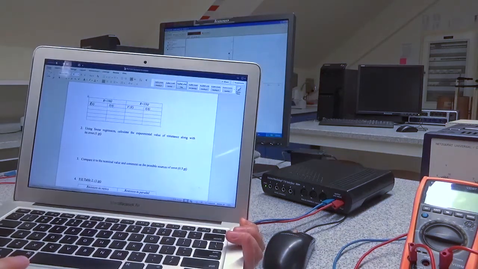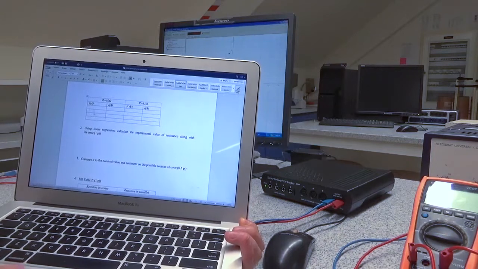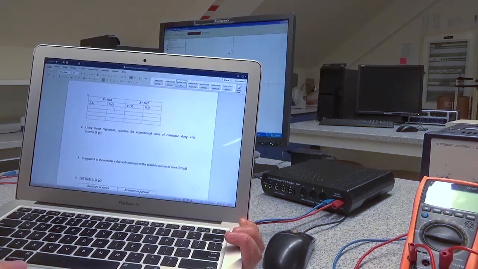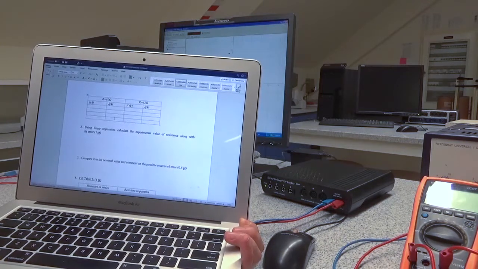So here we have a mistake. That should be the value for the voltage and not the current. Over here you fill in the values for the voltage, and over here the corresponding values for the current.